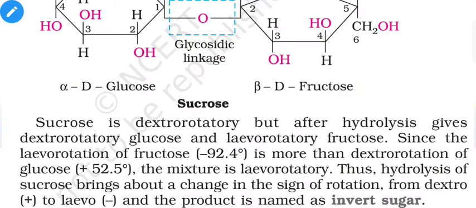Sucrose is dextrorotatory, but after hydrolysis it gives dextrorotatory glucose and levorotatory fructose. Since the levo rotation of fructose, which is minus 92.4 degrees, is more than the dextro rotation of glucose, which is plus 52.5 degrees, the overall product will show the effect of levo rotation. Because the levo rotation of fructose is more than glucose, the product mixture is levorotatory. Thus the hydrolysis of sucrose brings about a change in the sign of rotation.